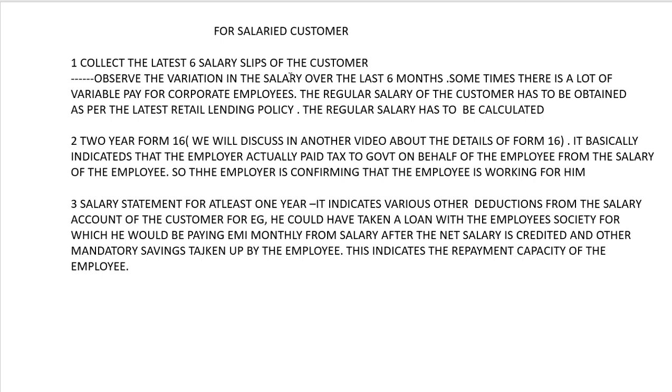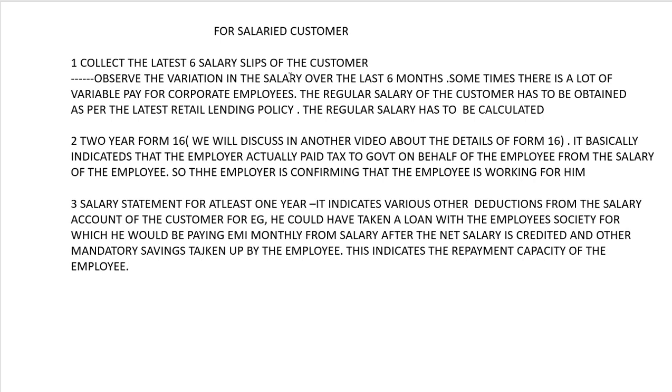And the other thing we are taking from the customer is his Form 16 for the past 2 years. Form 16 for the past 2 years indicates that he has been working for the past 2 years, so the first condition will be satisfied. Also, Form 16 indicates that his employer is paying tax on his behalf. So it is again a kind of proof of his employment for the past 2 years. So this is the Form 16.